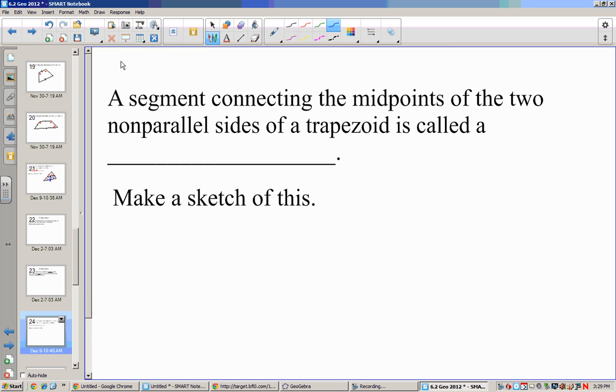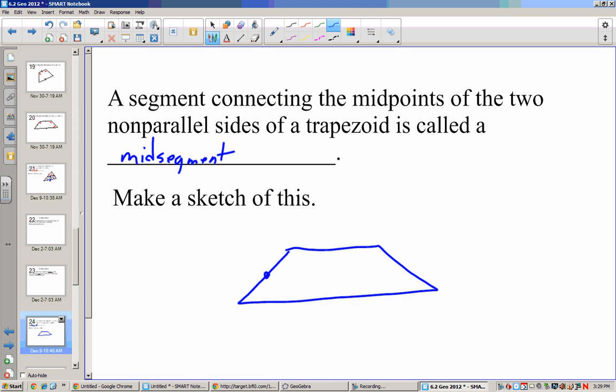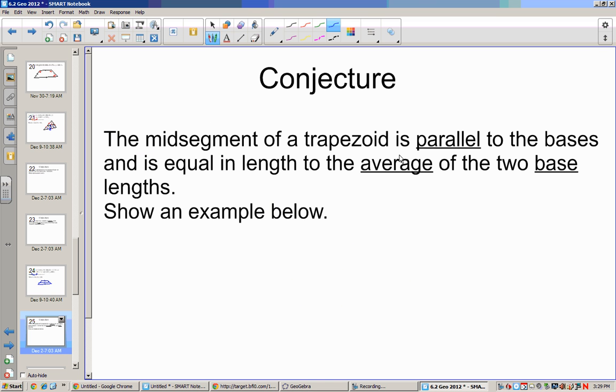All right. Now there's also a midsegment in a trapezoid. A segment connecting the midpoints of the two non-parallel sides of a trapezoid is called a midsegment. So if I connect this point and this point, I'll call that a midsegment. Now hopefully you can see that they're all parallel, but it's not going to be half; it's going to be the average of the two bases. So the midsegment of a trapezoid is parallel to the bases and equal in length to the average of the two base lengths.